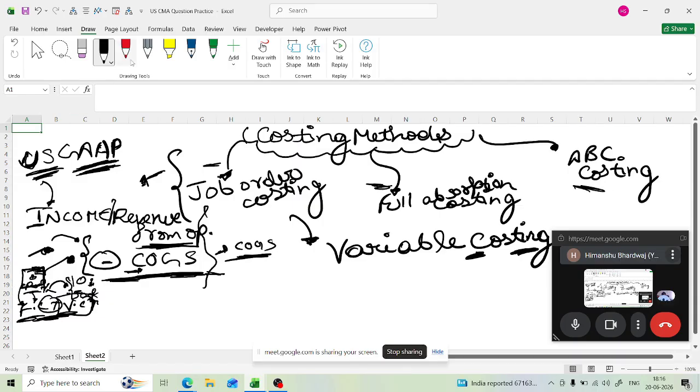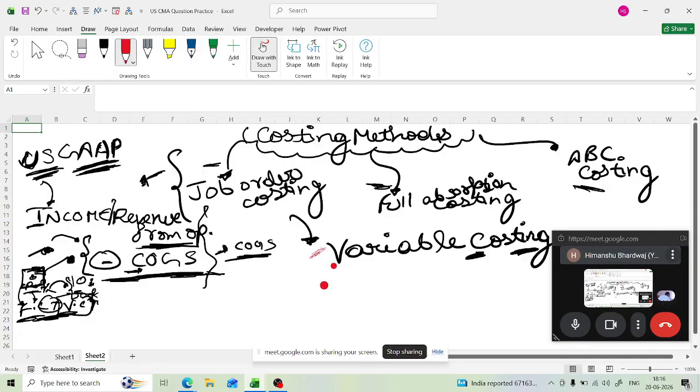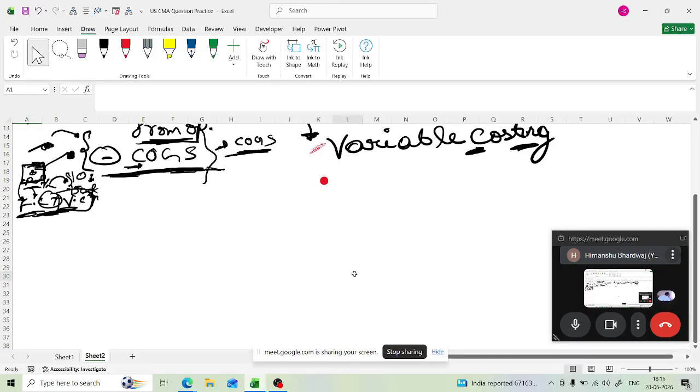That's why, for our internal purposes, whatever we are going to learn in our CVP analysis is purely for our internal use. This is just for managers who are going to make decisions for our business. So in variable costing, we have one advantage with us. We have a distinction between our fixed cost and our variable cost.